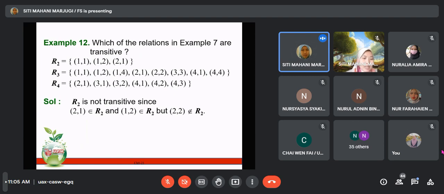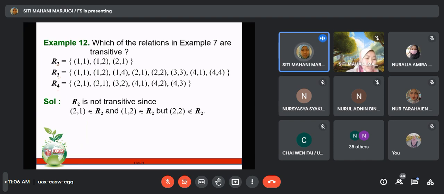Show which one of the relations is transitive. I give you the three relations R2, R3 and R4. So we have to look at them one by one. Is R2 transitive or not? Is R3 transitive or not? And then is R4 transitive or not? Okay, look at the first, R2.